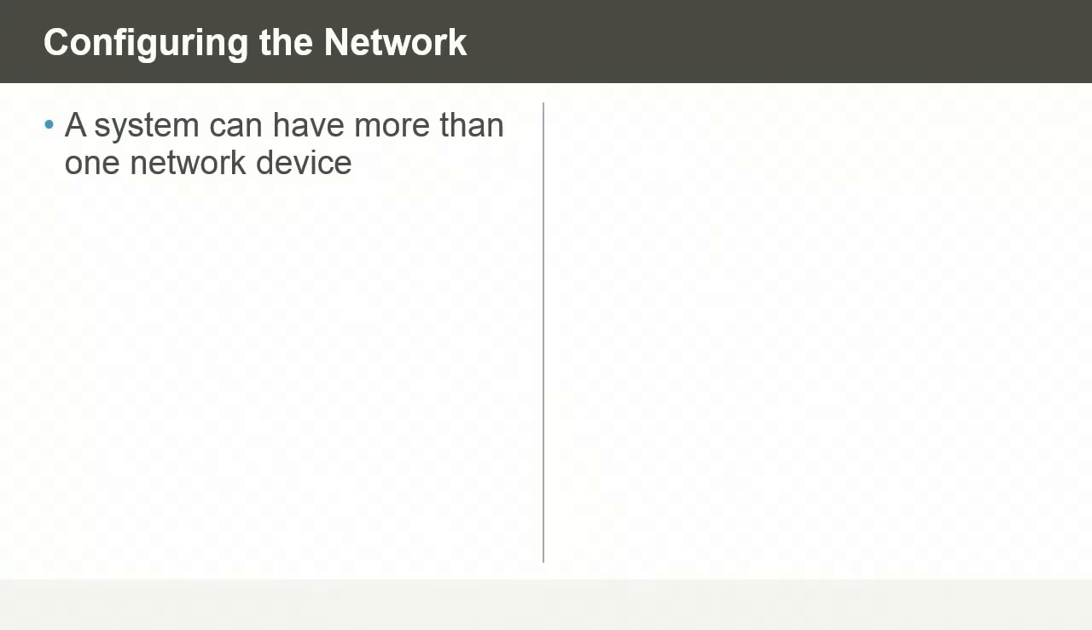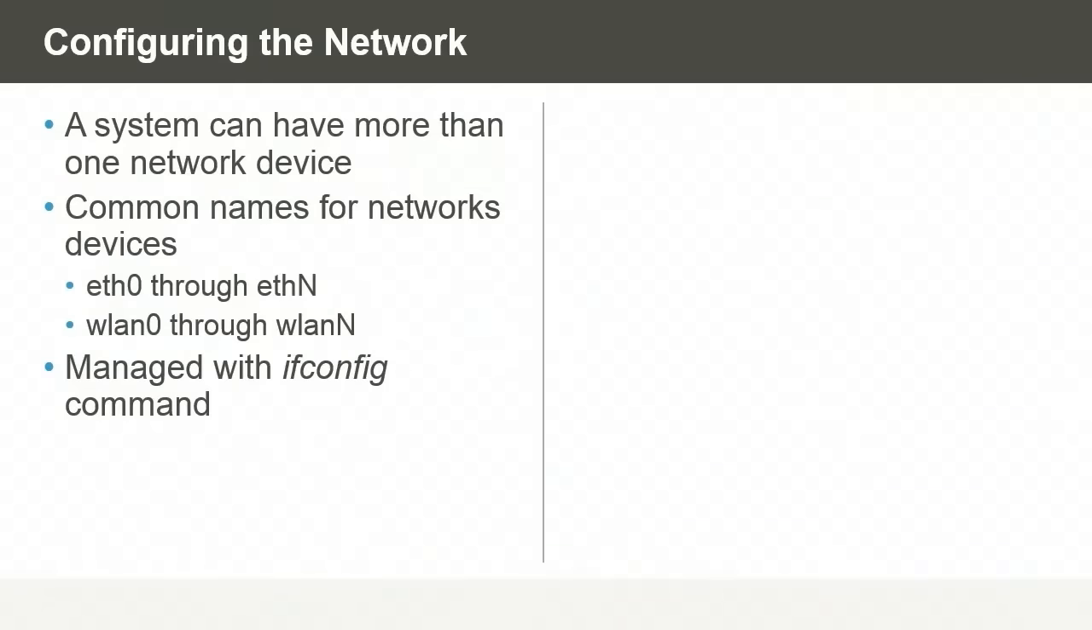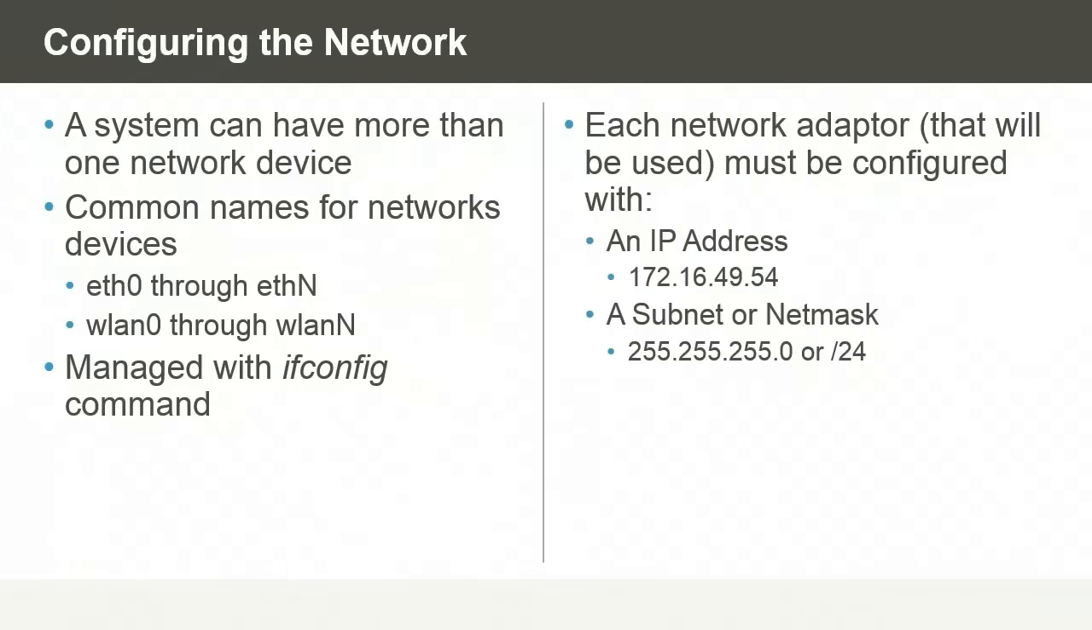When it comes to configuring our network in a Linux environment, our system can have more than one network device or more than one network card, whether it be an Ethernet card, a token ring card, a Bluetooth card, a Wi-Fi card, and so on. In Linux, our names will follow a certain naming standard. For example, an Ethernet interface might be called eth0, whereas a wireless network interface might be called wlan0. We manage our network interfaces in Linux using the ifconfig command.